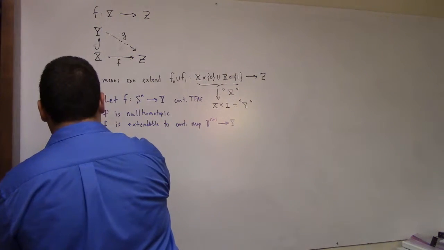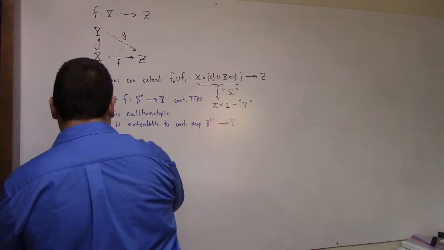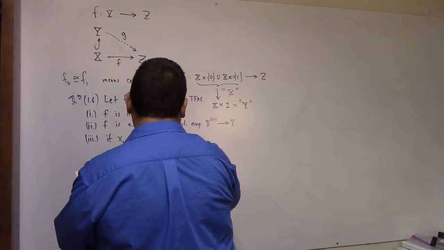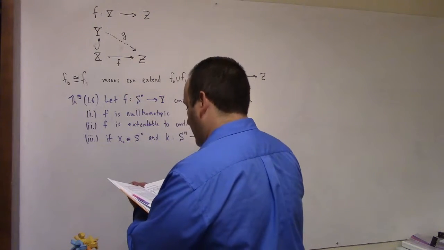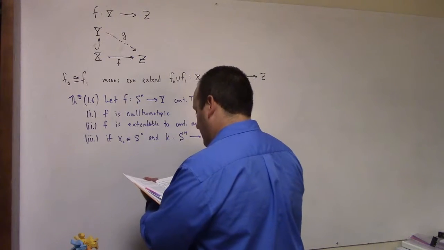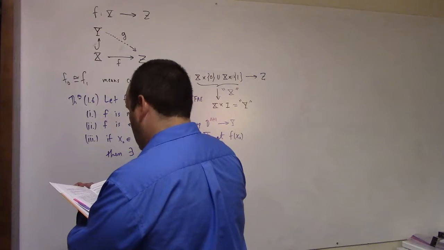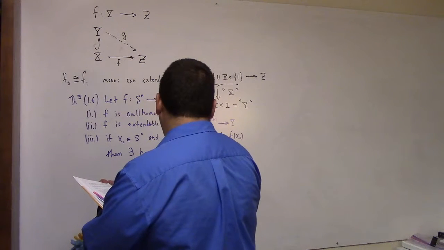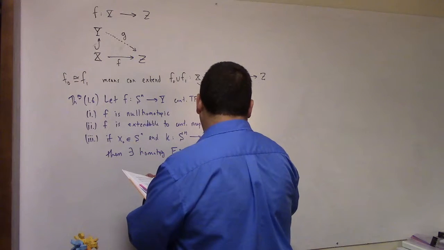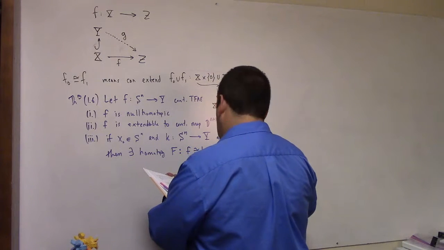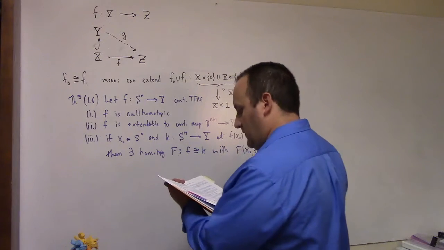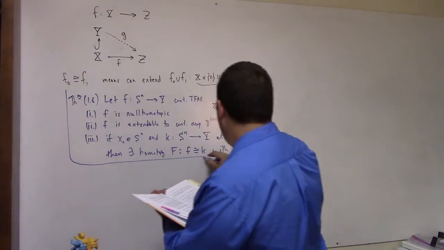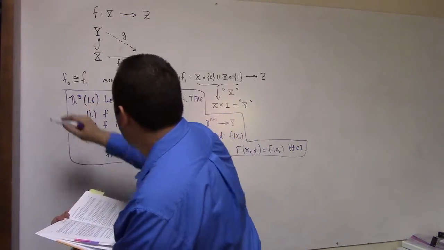Or 3, a slightly more technical condition: if x naught is an element of the n sphere, and k is a constant map from the n sphere to Y at f of x naught, then there exists a homotopy F, which shows that f is homotopic to k with F of x naught comma t equal to f of x naught for all t in the interval I. Okay.